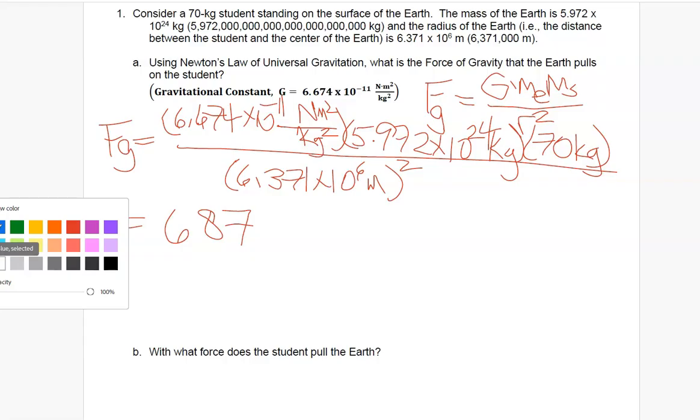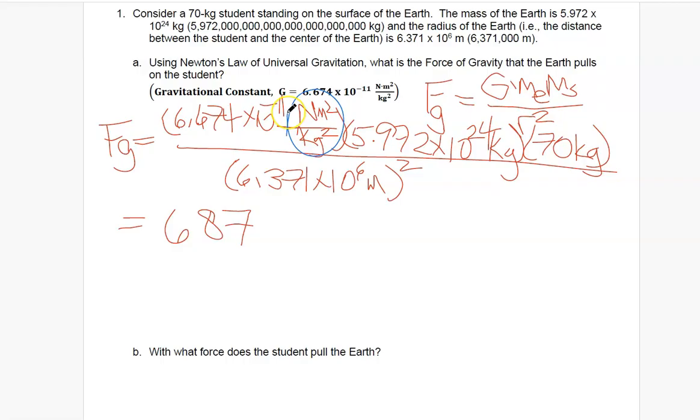Well, we know we should have units of Newton. Well, let's take a look. We have Newton meter squared per kilogram squared times kilogram, and then divided by meters, but those meters are going to be squared. So the meters squared will cancel the meters squared. The kilogram and the kilogram will cancel the kilograms squared, and the only unit left will be Newton.